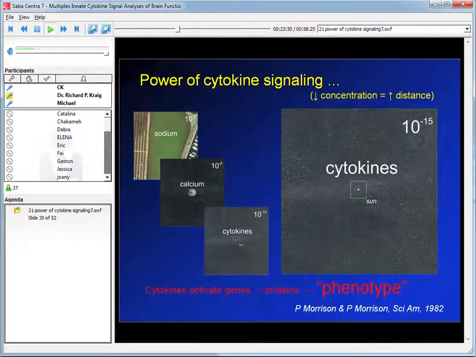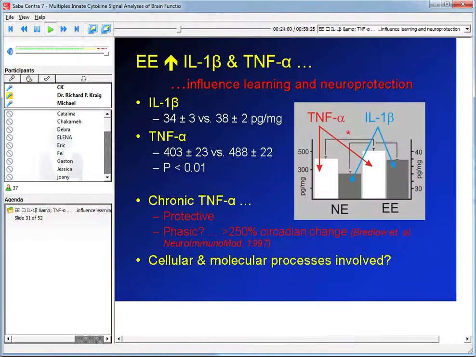But really, these are spatial, concentration being 1 over distance. And you can see that femtomolar levels of cytokines make quite a difference between sodium, calcium, pH, and potassium. And again, cytokines' principal purpose is to activate genes to make proteins, which, because of the proteins made and the environment exposed, creates the phenotype. And that's the experimental game we're after.